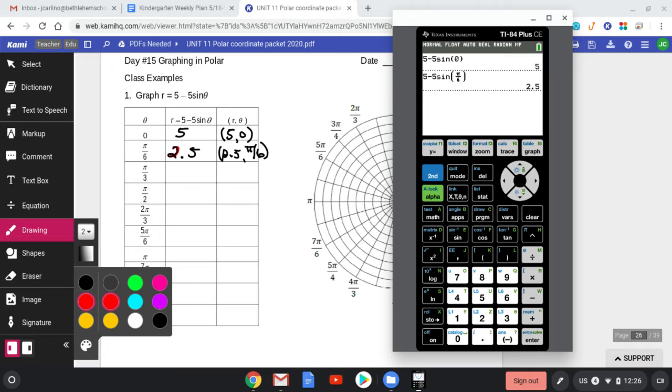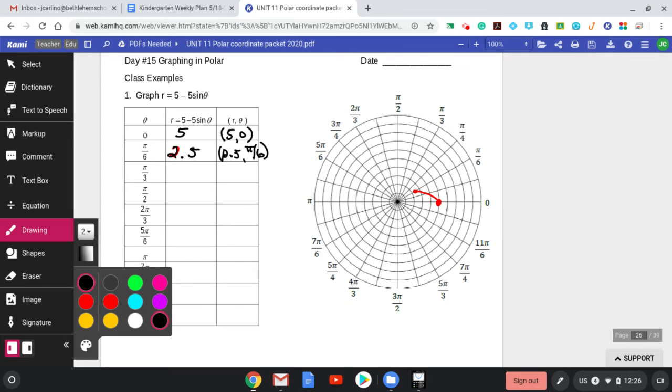Pi over 3 now. 5 minus 5 sine pi over 3. You guys can probably do this quicker than I am. All right, so we're looking at about 0.67. I'm going to write down 0.67, so 0.67 comma pi over 3. So here we go, about 0.67, which is a little less than 1. So about right there. All right, let's keep connecting them here. Let's make sure we know where our points were. All right, let's keep going.